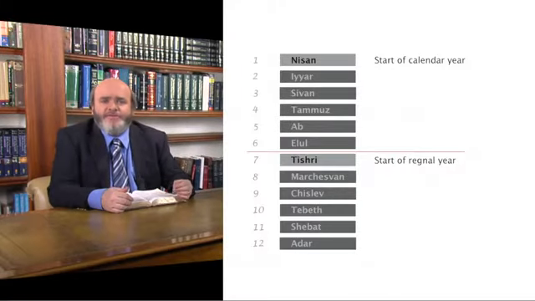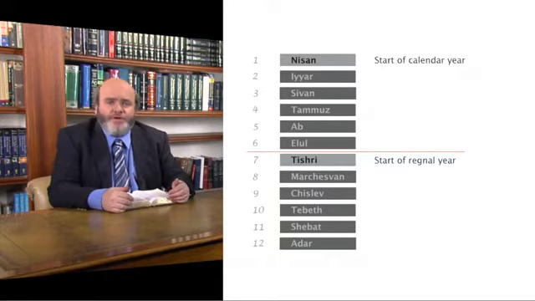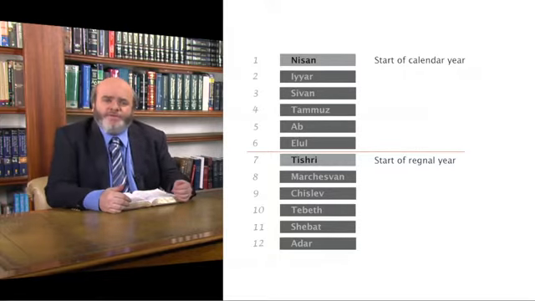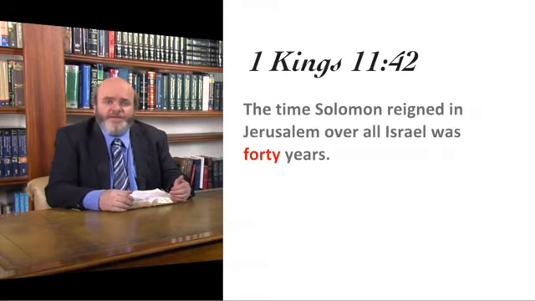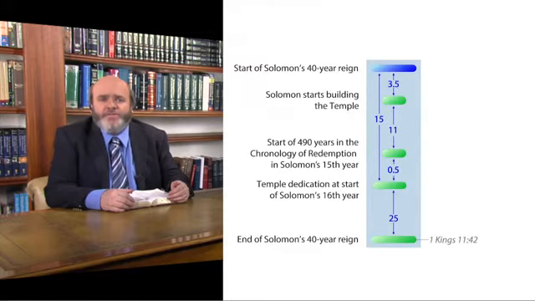This 490-year cycle in the chronology of redemption began in the first calendar month, which is Nisan, during Solomon's 15th year. We saw that Solomon's temple was dedicated about 6 months later in the 7th month, that's Tishri, which was actually at the opening of Solomon's 16th regnal year, since he used Tishri years. The remainder of Solomon's reign was 25 years from the temple dedication, since he reigned 40 years in total. We read in 1 Kings 11:42, "The time Solomon reigned in Jerusalem over all Israel was 40 years." At the dedication, Solomon had completed 15 years, so he had 25 years remaining.